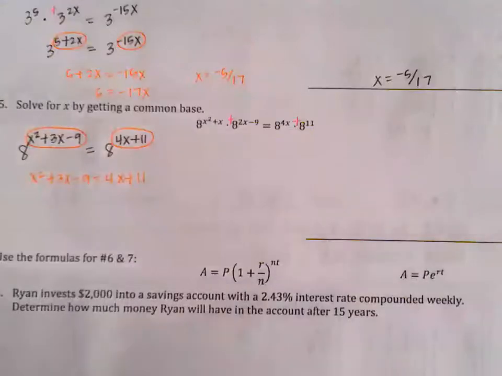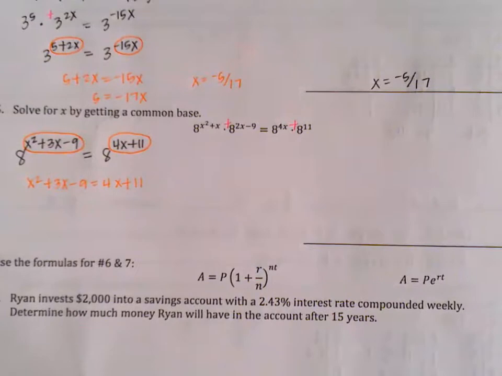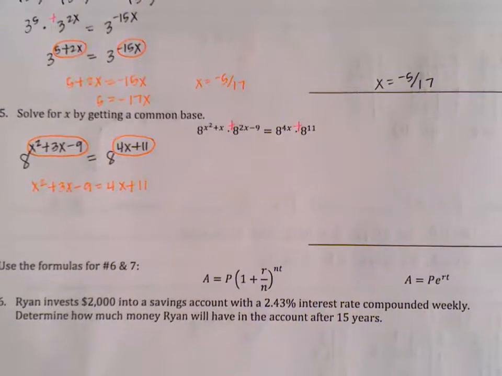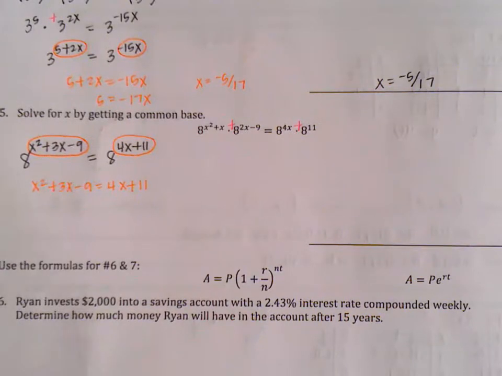And so this one is a little bit more challenging than the other ones that we've dealt with. The reason is we have an x squared. Whenever we have an x squared, we want to move everything to one side and solve by factoring.